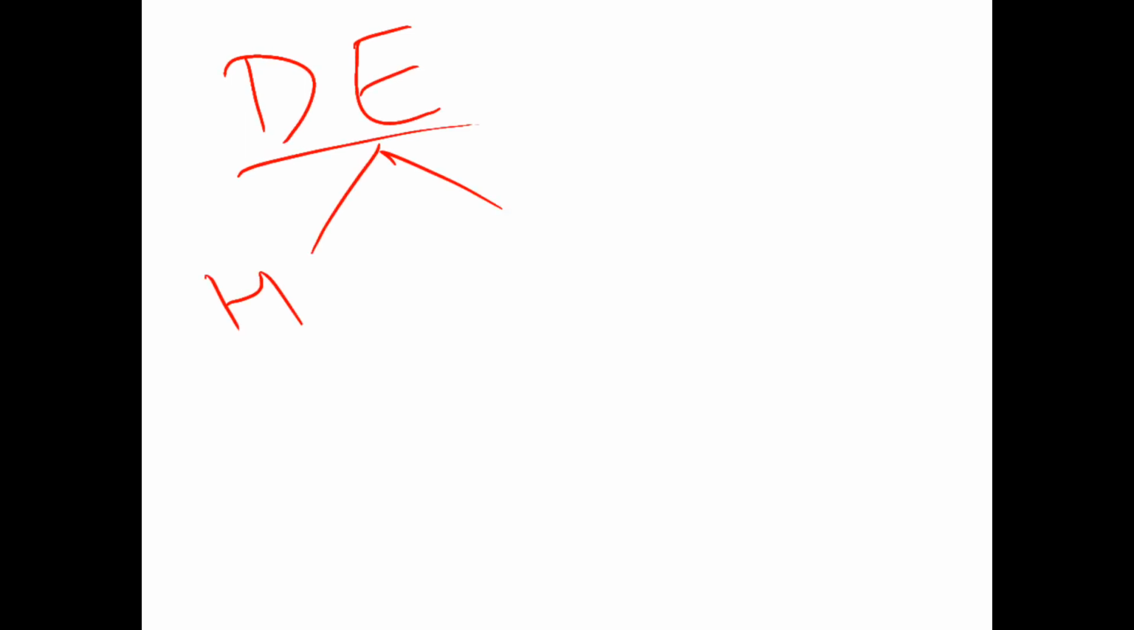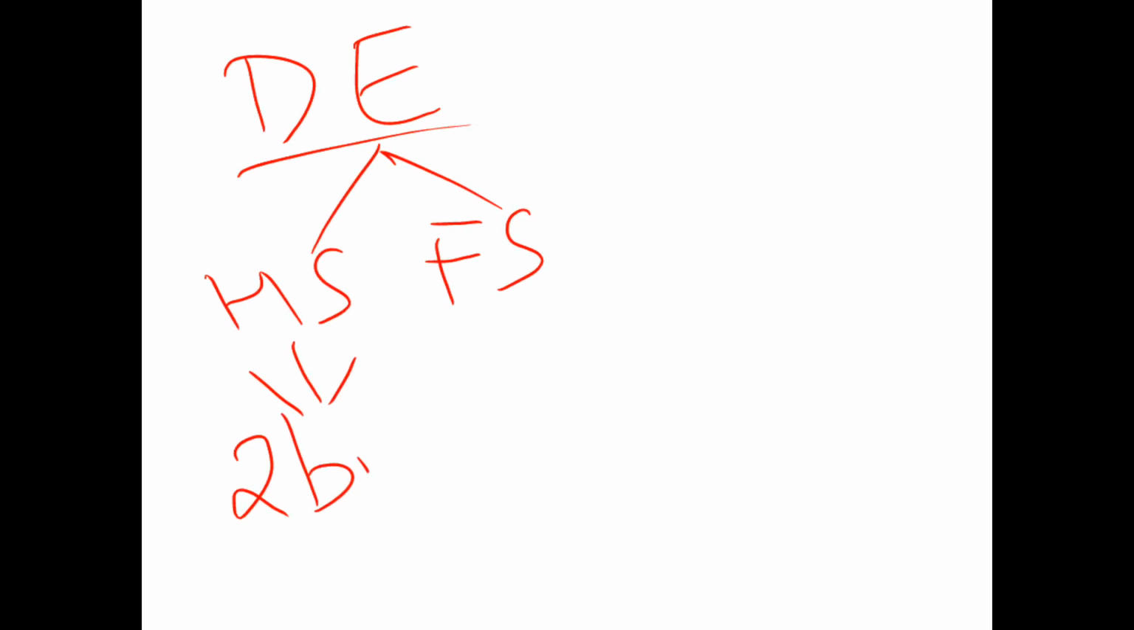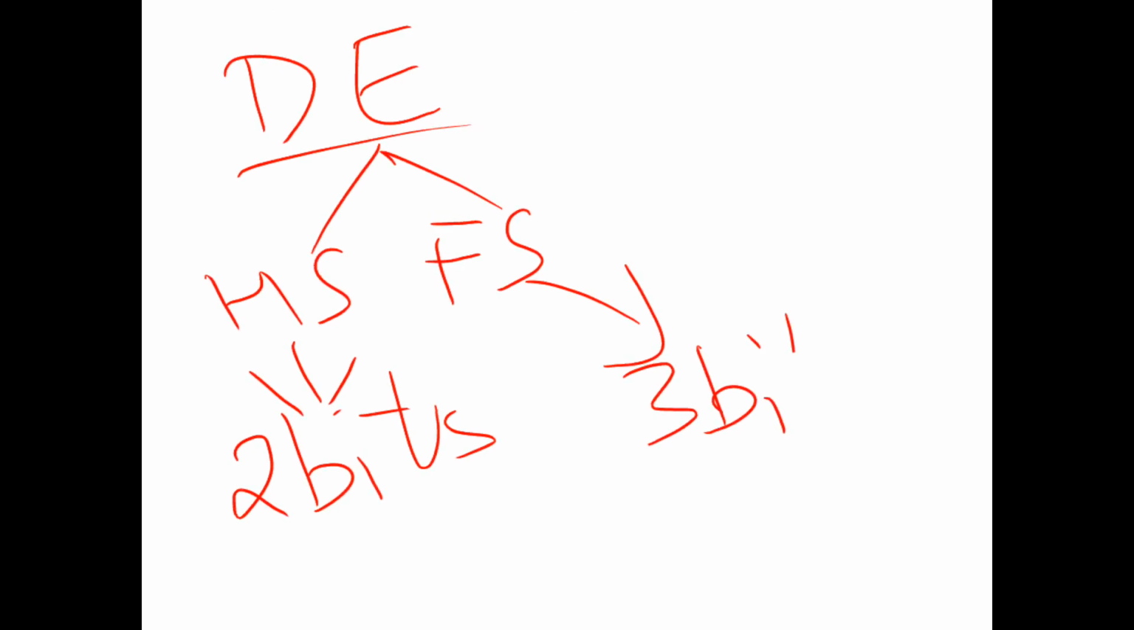So you can see here, in digital electronics, basically we have two circuits. First one is half subtractor and the second one is full subtractor. So half subtractors are basically used for performing subtraction using 2 bits, and full subtractors are used with 3-bit subtraction.